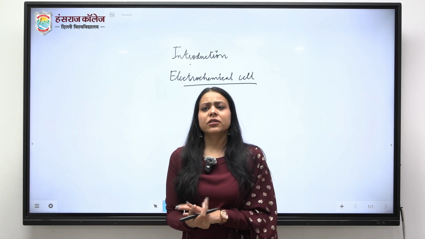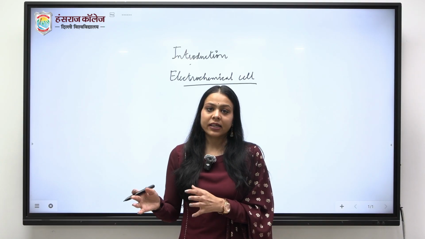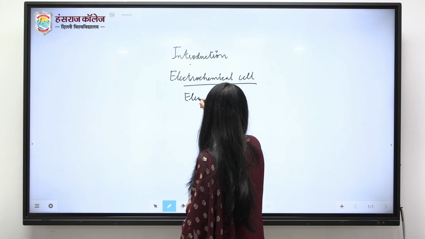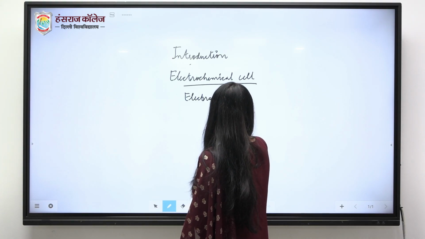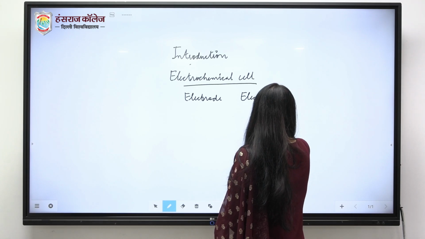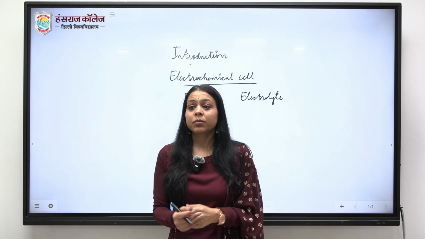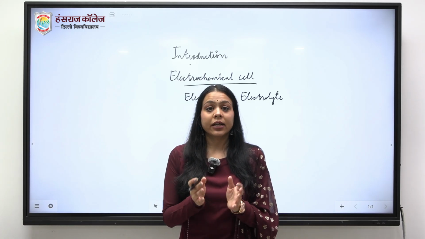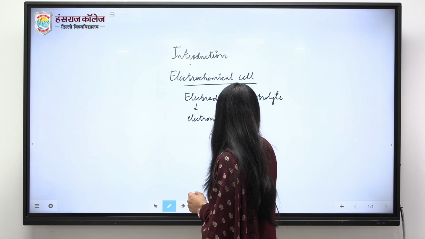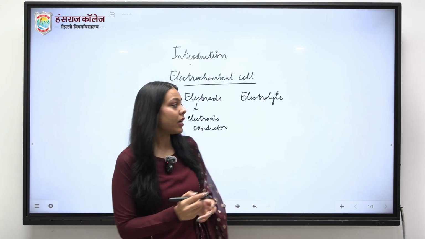From our earlier classes, we know how to represent an electrochemical cell. It consists of a metal electrode and an electrolyte. So there are two things: electrode and electrolyte. Now, what is an electrode? We can say that it is an electronic conductor, and the electrolyte is our ionic conductor.